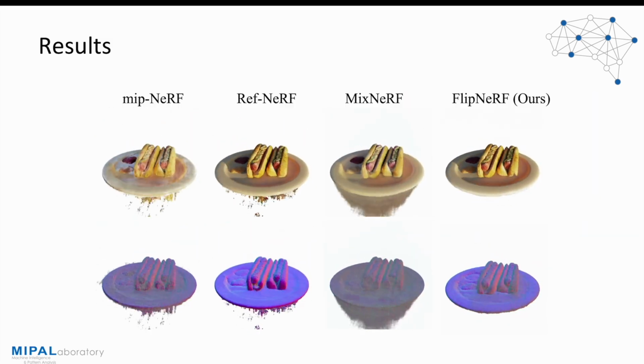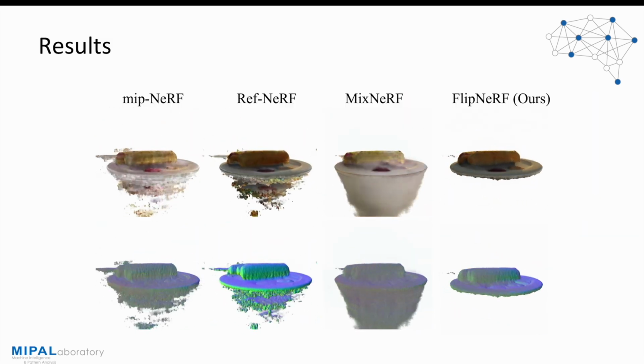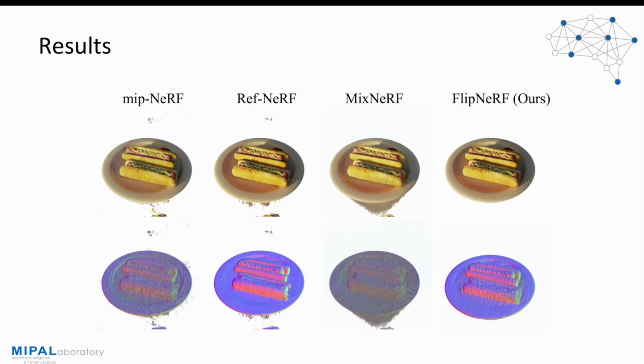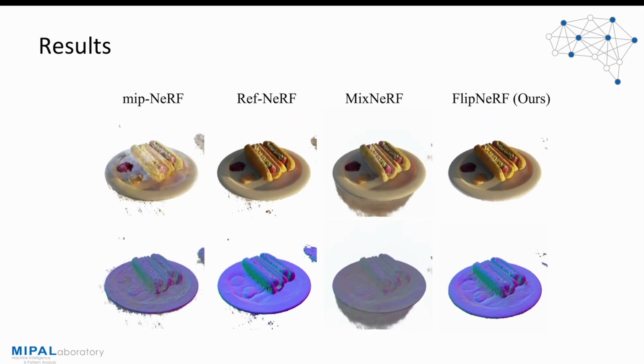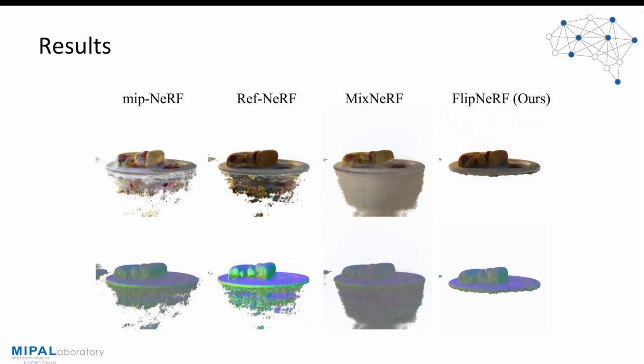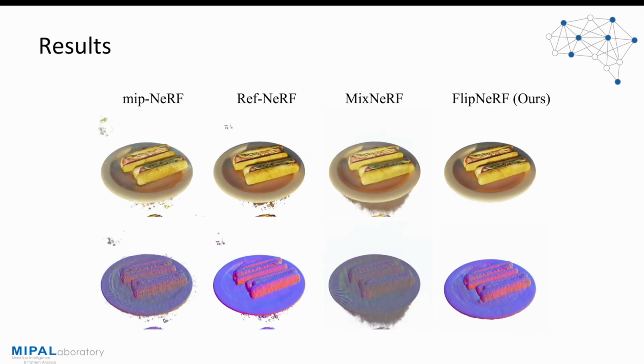Here are the comparisons with other baselines. Noticeably, our FlipNeRF estimates more accurate surface normals than other baselines, leading to the performance gain with better reconstructed fine details from limited input views.